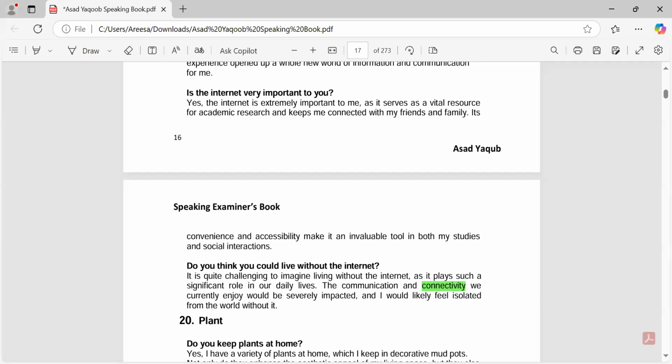Do you keep plants at home? To be honest, I don't have any kind of plant at home at the moment, because my home is not very spacious. However, I will try to buy some new varieties of plants and fruits in the near future.